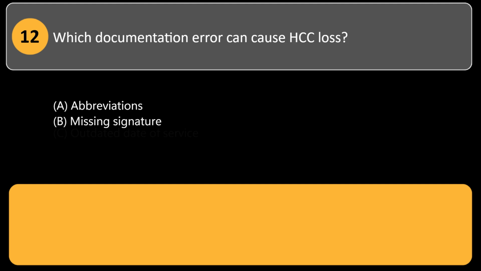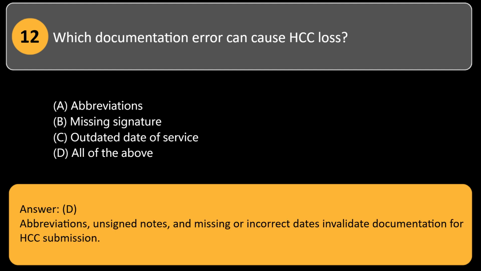Which documentation error can cause HCC loss? A. Abbreviations. B. Missing signature. C. Outdated date of service. D. All of the above. Answer: D. Abbreviations, unsigned notes, and missing or incorrect dates invalidate documentation for HCC submission.